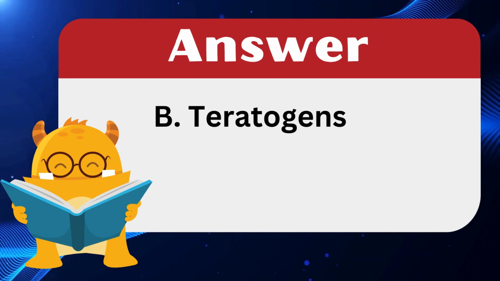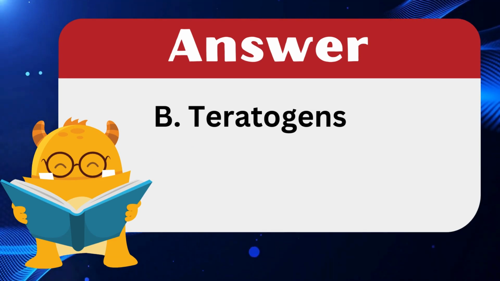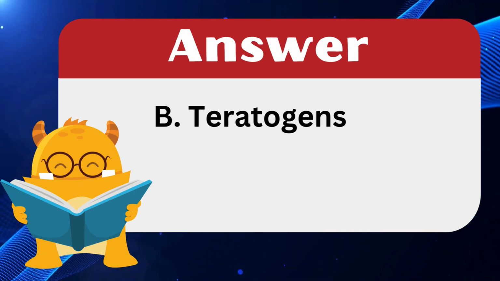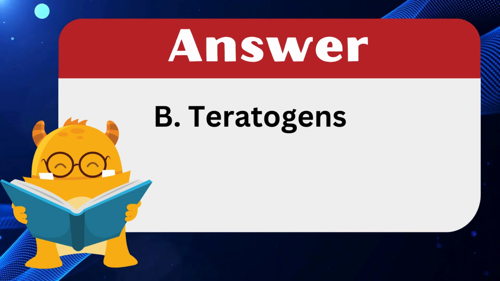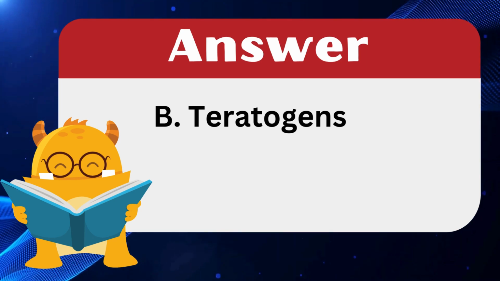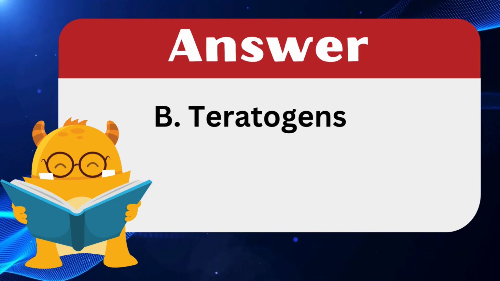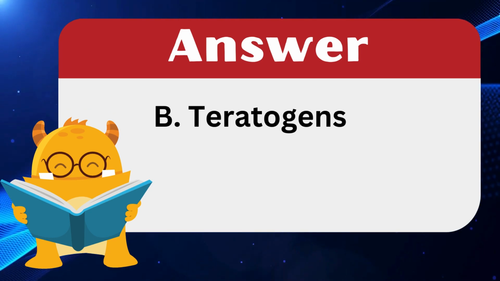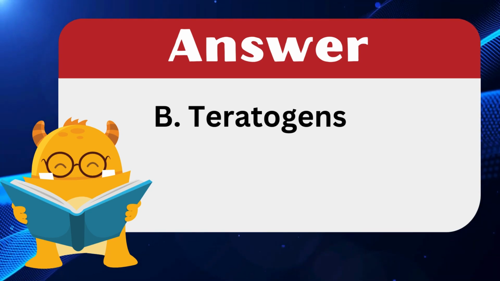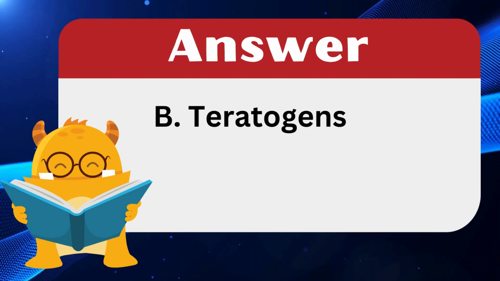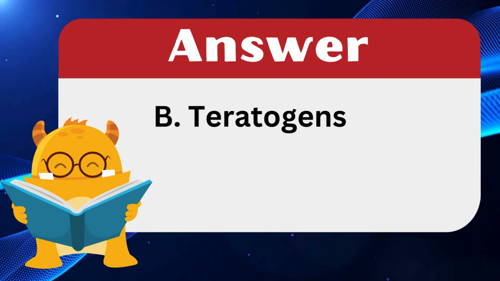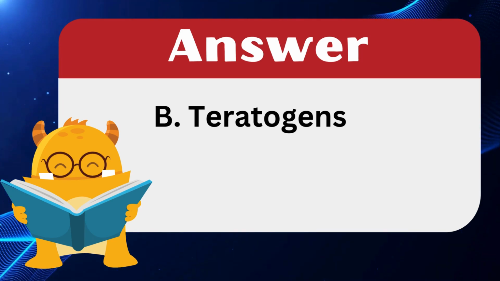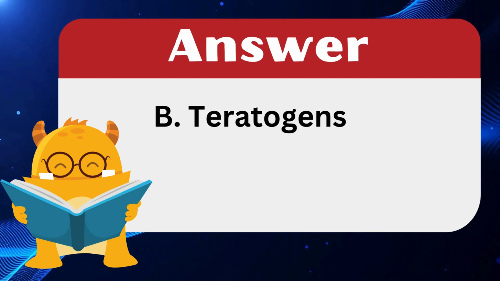B. Teratogens. Teratogens are agents or substances, such as viruses, chemicals, or medications, capable of crossing the placental barrier and causing harm or disruptions to the normal development of the fetus during pregnancy. Exposure to teratogens during pregnancy can lead to various birth defects or developmental abnormalities in the growing fetus, highlighting the significance of avoiding potentially harmful substances during this critical period of development.